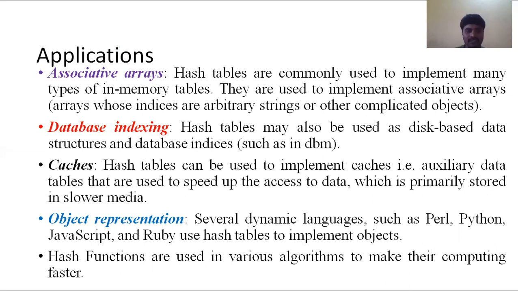So next one is object representation. It is very important because several dynamic languages such as Perl, Python, JavaScript and Ruby use a hash table to implement objects. So we implement objects in dynamic scripting languages like Perl, Python, Ruby. Particularly in Python, the hash table is very important to implement objects.